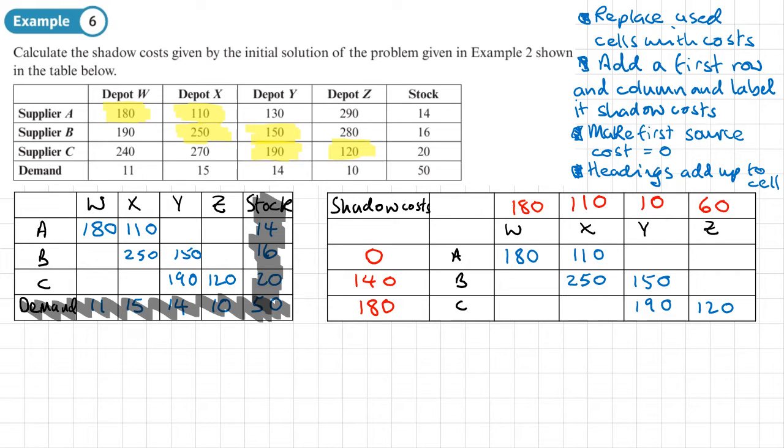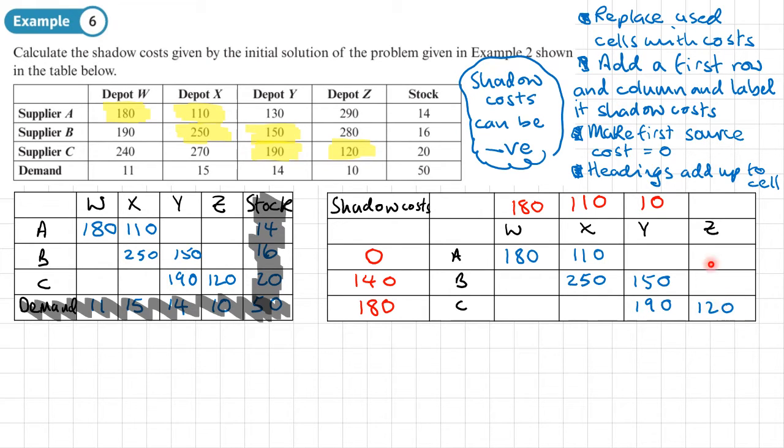Now, this is where we need to be careful, because you could put 60 in here and say, well, yeah, that's fine. But 180 plus 60 is 240. Shadow costs can be negative, so we need to be careful. So actually 180 minus 60 is going to give us 120, so there should be minus 60 up here. So be careful that you don't make that error in your working.